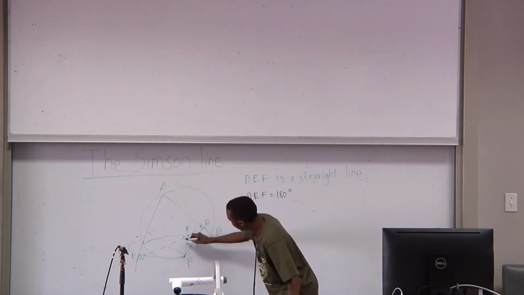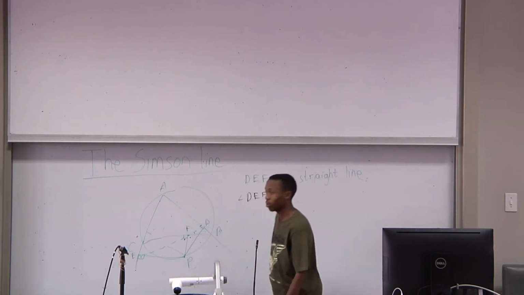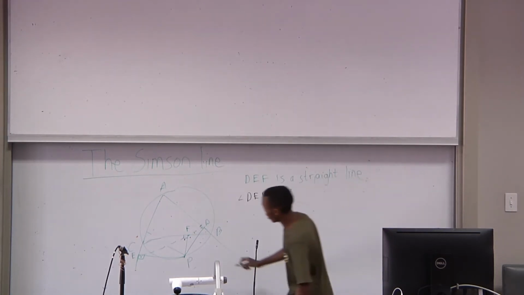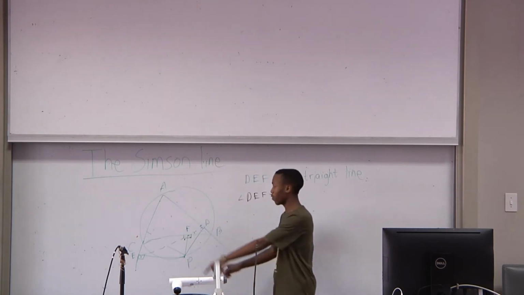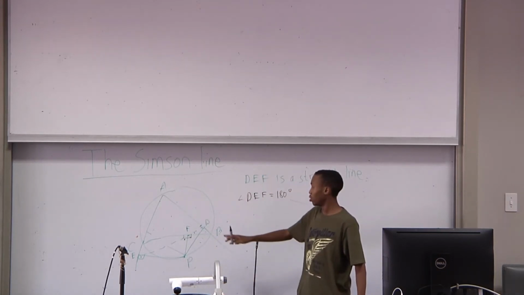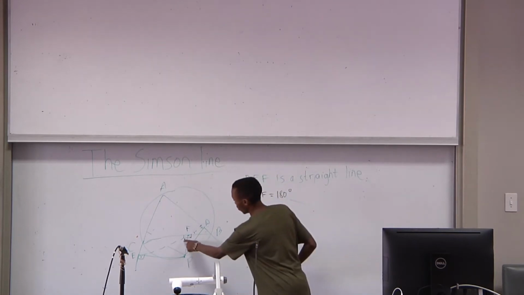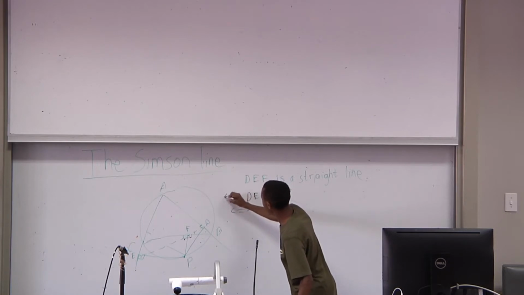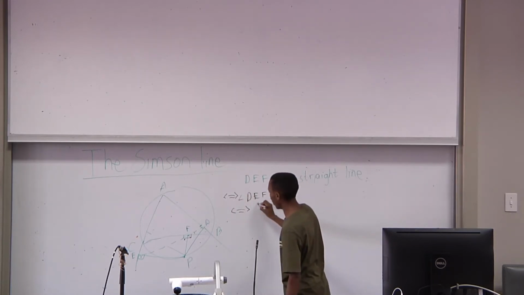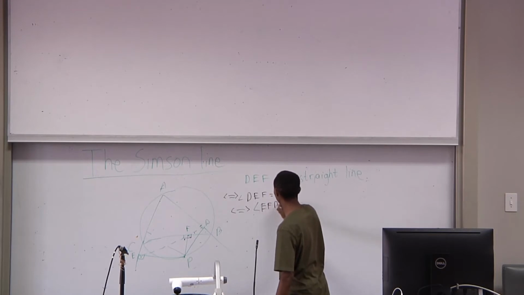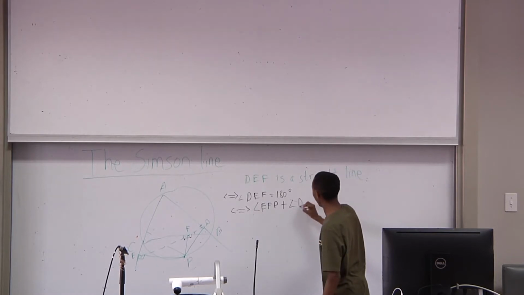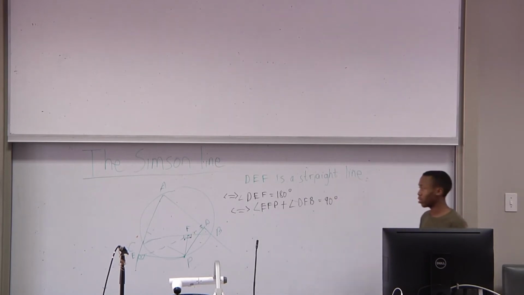So what we want to show is that these three angles sum up to 180 degrees, right? So we know that this angle is 90 degrees because that's a perpendicular from P to the side BC. So all we have to show is that the sum of these two angles, angle EFP plus angle DFB, is equal to 90 degrees. That's what you want to show.